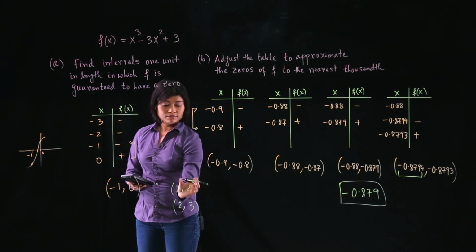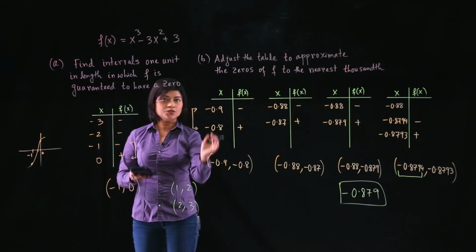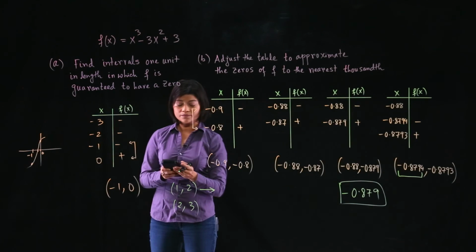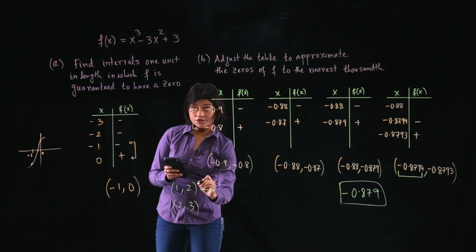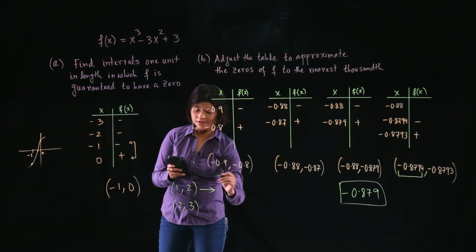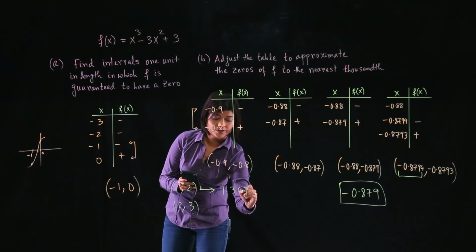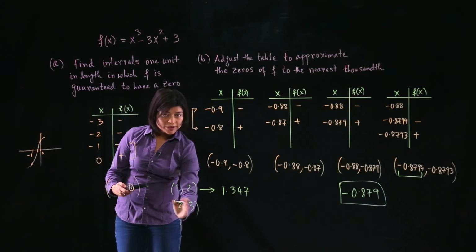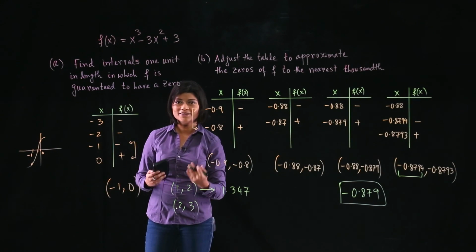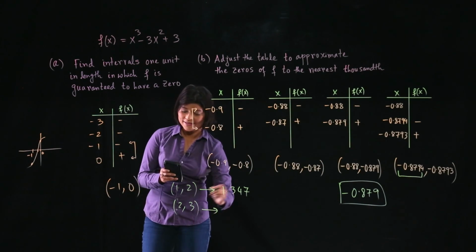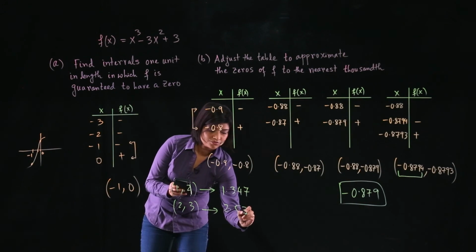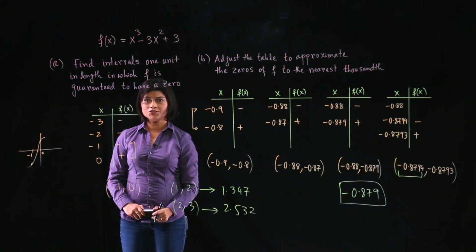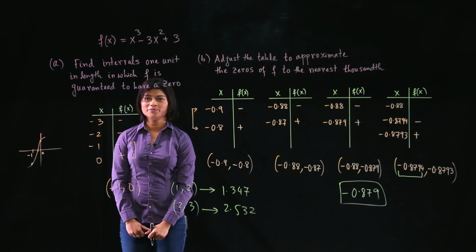So what you can do is pick this interval, say 1 to 2, and then follow the same method and you can locate another 0. And the 0 that you will get, again to the nearest thousandth, is 1.347. Similarly, you can pick this last interval between 2 and 3 and follow the same method, and you will find the third 0, and that one is 2.532. So this way, you can use the intermediate value theorem and the table feature to find all 3 zeros of the polynomial. Thank you.